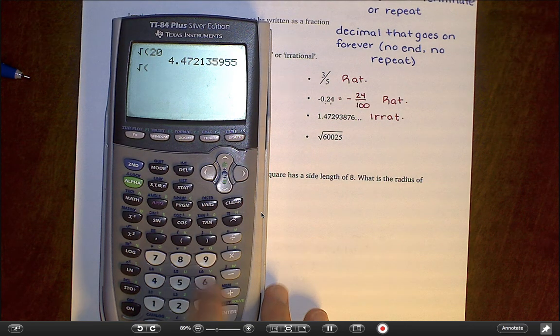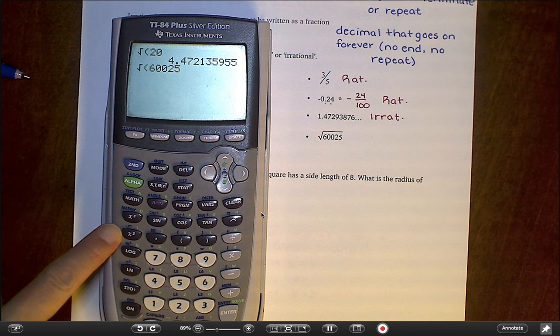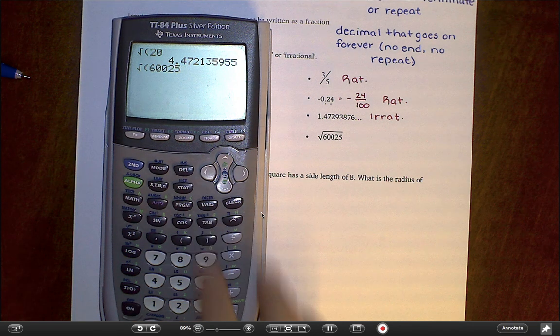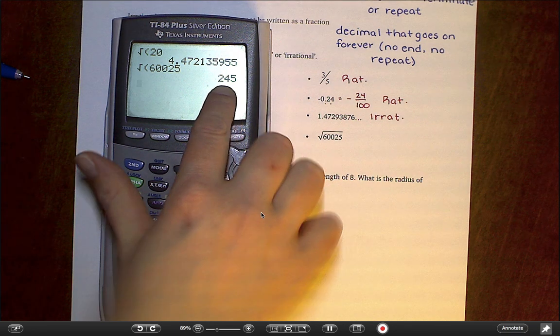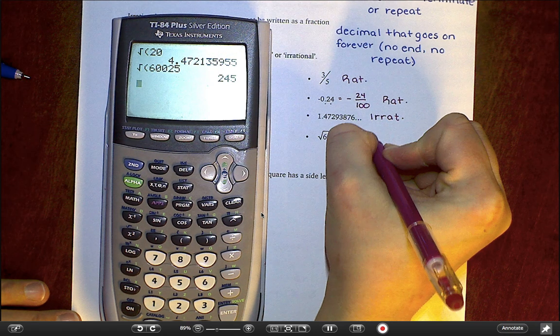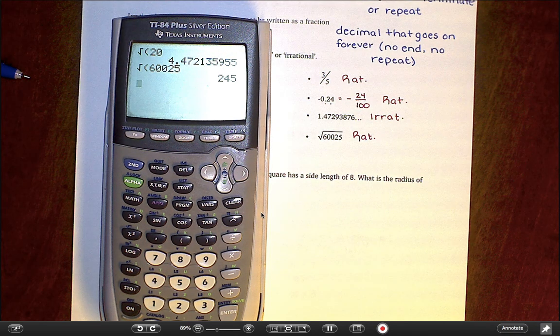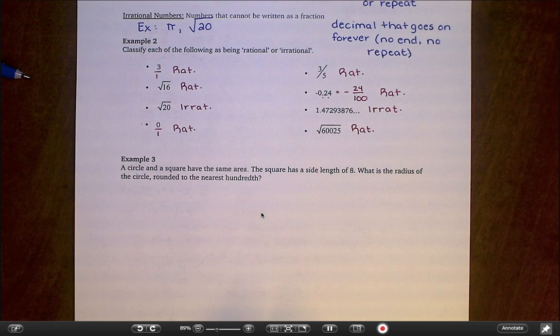So 60025. By the way, that square root button is up above the square key, in case you didn't see what I did there. And because that comes out as a nice clean whole number, I would call that a rational number. So just a quick little reminder of what it means to be rational versus irrational, because that does come up later in this chapter.